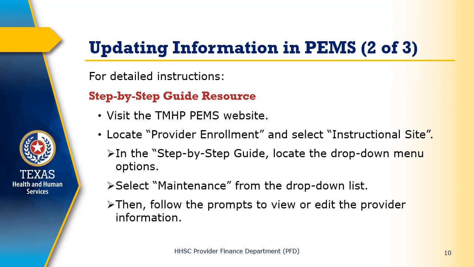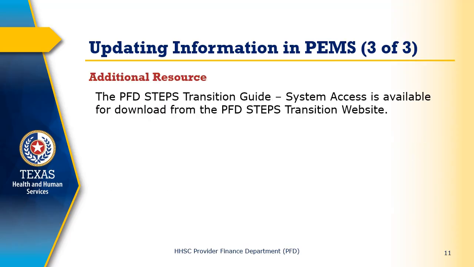Updating information in PEMS, 2 of 3. For detailed instructions, visit the TMHP PEMS website. Once on the site, locate the Provider Enrollment section at the top of the page and select the Instructional Site option. Select Maintenance from the drop-down list. Then, follow the prompts to view or edit the provider information. Instructions for updating information in PEMS are provided on the HHSC STEPS Transition website in the STEPS Transition Guide, System Access on page 5.